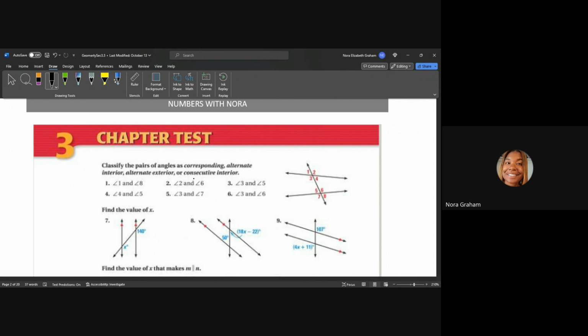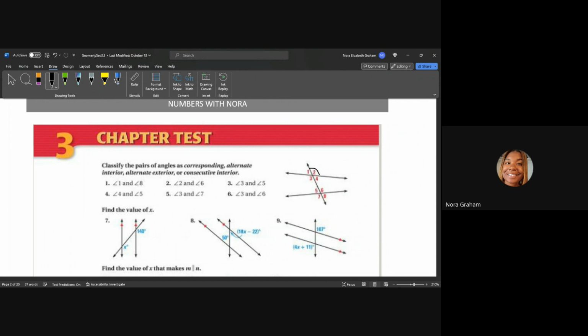All right. So for number 1, we have angle 1 and angle 8. These ones right here are actually going to be alternate exterior angles. So we can view this as T, that's our transversal that cuts it, and then they're on alternate exterior sides of my lines. Okay. So 1 is going to be alternate exterior. Like I said, I'm going to be moving pretty fast, so you can write down the answers as I go. For number 2, I have angle 2 and angle 6.